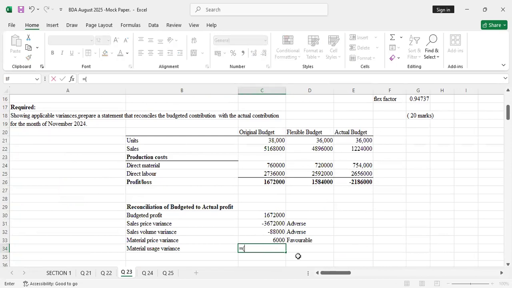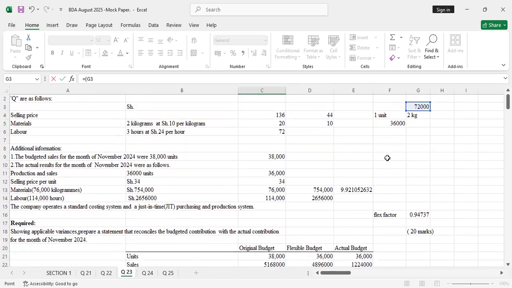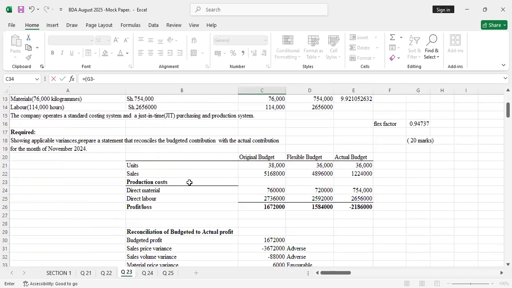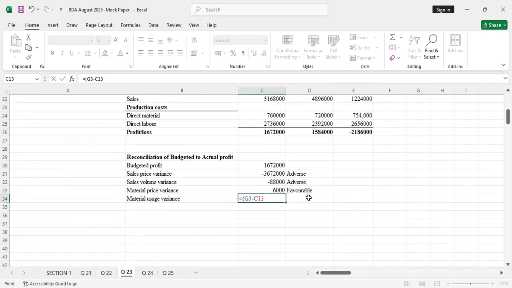So you say equals to, the formula, I'll repeat again, is the standard quantity minus actual quantity. So we start with the standard quantity. Already we have the standard quantity, that's the analysis that we have done here. So 72 minus the actual quantity. Actual quantity we are given. Actually we used how much? 76,000. It's here, 76,000 kilograms. That's what we used. So you subtract.